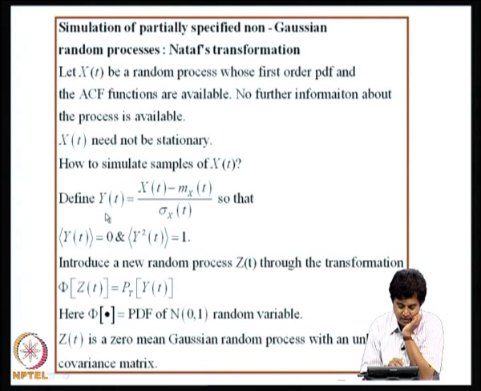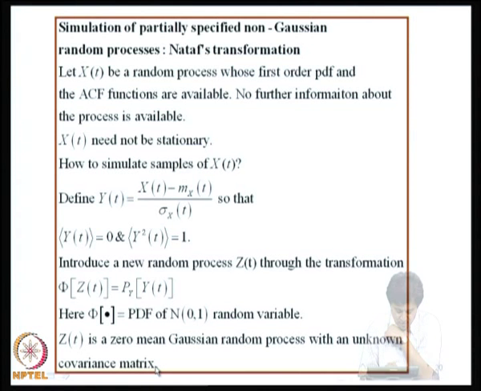We follow the Nataf transformation method that I discussed in the previous lecture. First step is we remove the mean and divide by the standard deviation, so that y of t has 0 mean and unit standard deviation. Now, we introduce a new random process z of t through the transformation phi of z of t is equal to P_Y of y of t, where phi is the probability distribution function of a normal random variable with 0 mean and unit standard deviation. The z of t is a 0 mean Gaussian random process with an unknown covariance function.